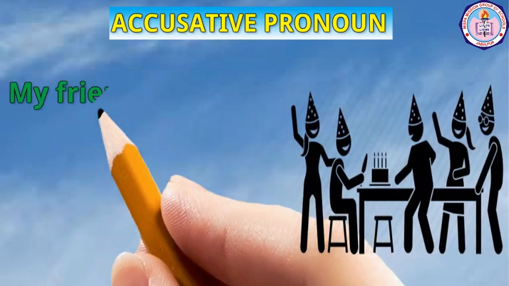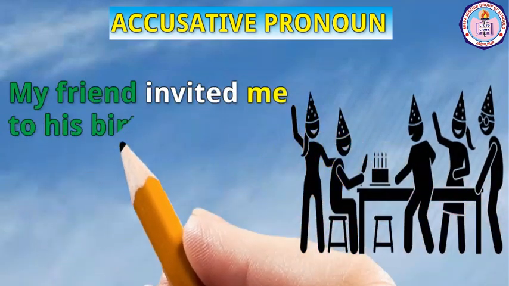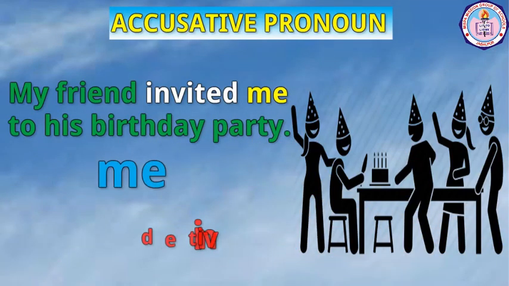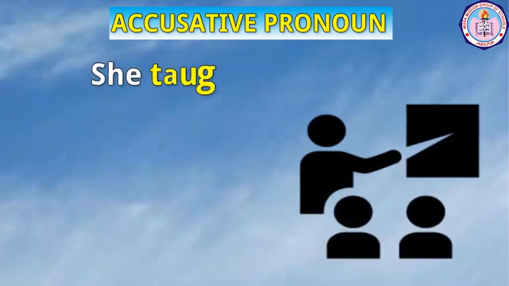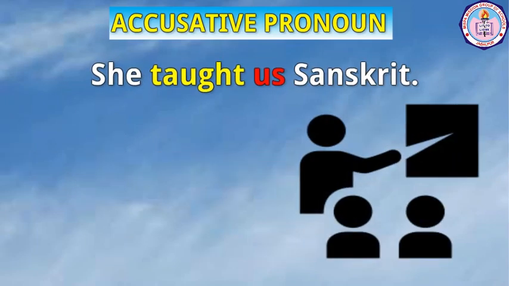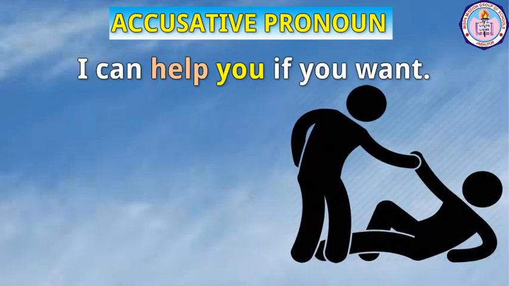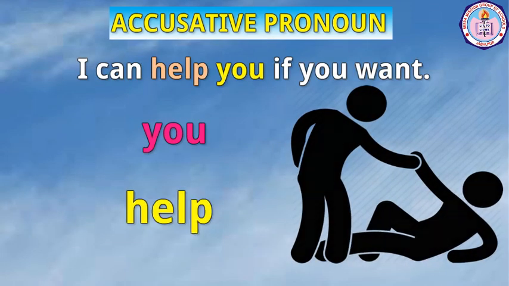My friend invited me to his birthday party. Here, me is the object of the verb invited. She taught us Sanskrit. Here, us is the object of the verb taught. I can help you if you want. Here, you is the object of help.